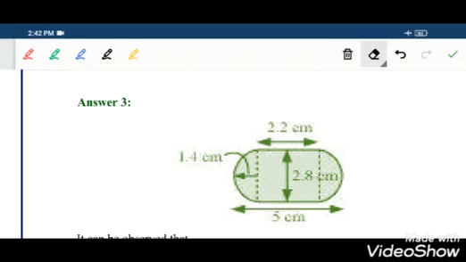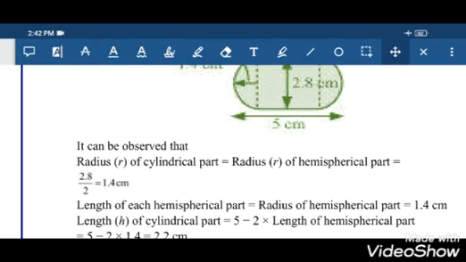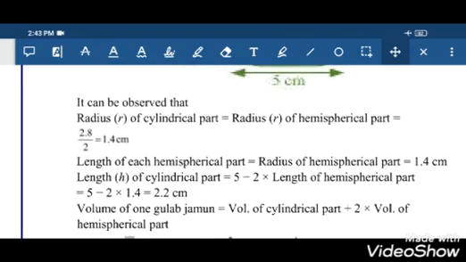Now we go to the solution. It can be observed that the radius of the cylindrical part and the hemispherical part are both the same, 1.4 centimeter. The length of the hemispherical part is equal to its radius, 1.4 centimeter. So the length of the cylindrical part is 5 minus 2 into the length of the hemispherical part, so it is 2.2.